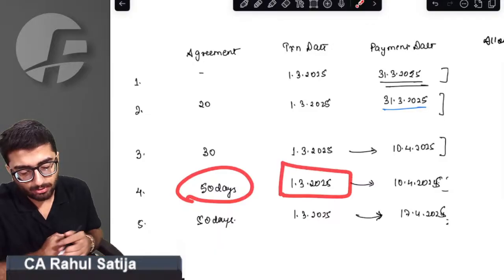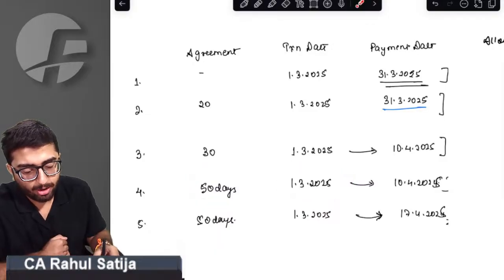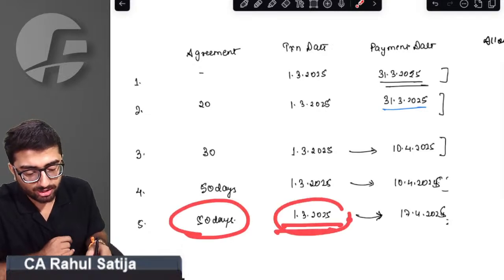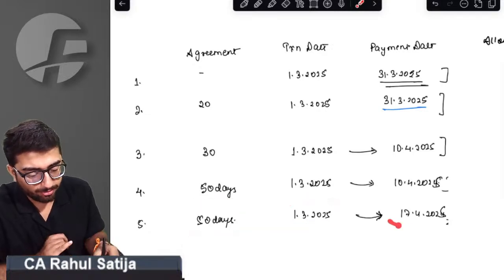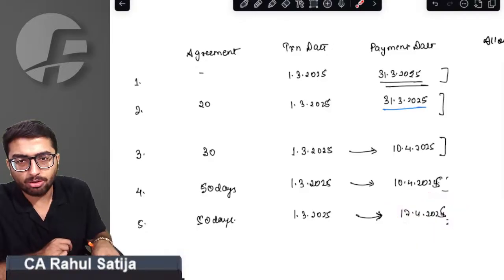Fourth, the agreement is of 50 days. Transaction date is 1st March 2025. Payment date is 10th April 2025. Fifth, the agreement is of 50 days. Transaction is on 1st March 2025 and payment is on 17th April 2025.